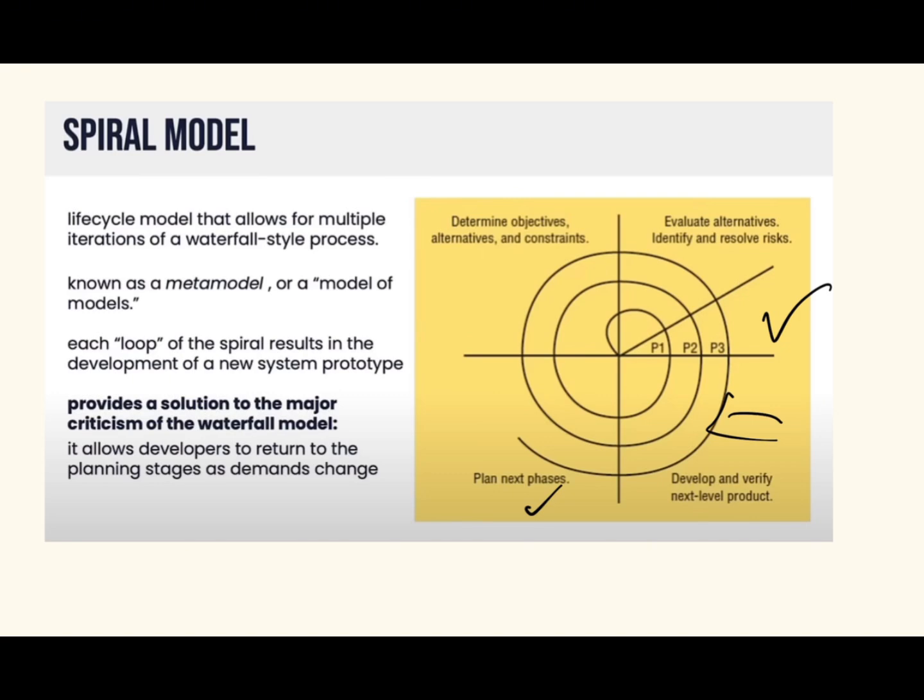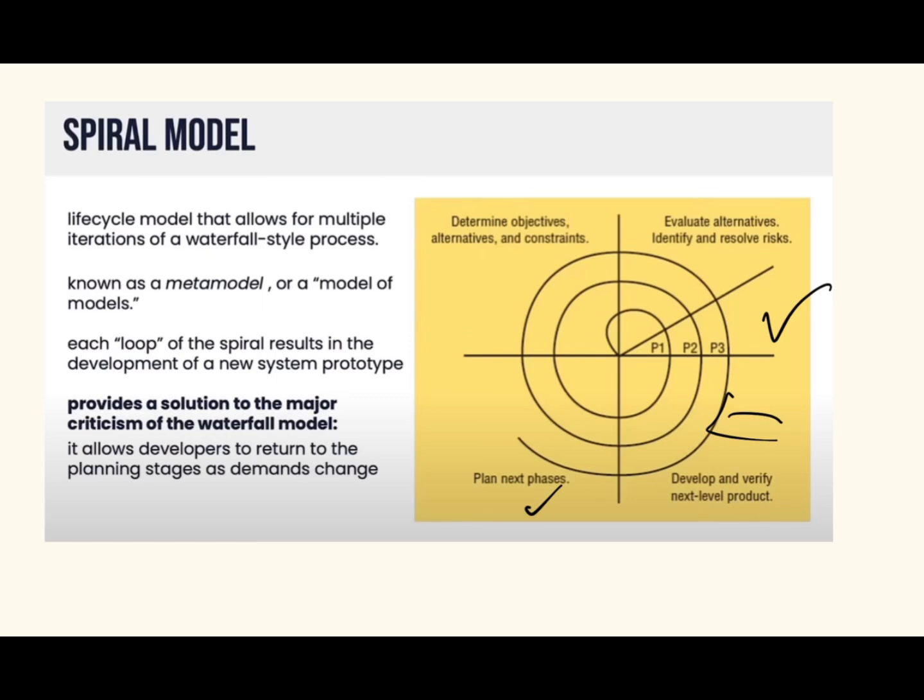So why does it solve waterfall problems? The waterfall model does not allow returning to early stages easily. A spiral does. You can go back to planning, adjust objectives, and iterate flexibly. So, waterfall is linear and sequential, agile is iterative and incremental, and spiral is iterative with risk analysis.